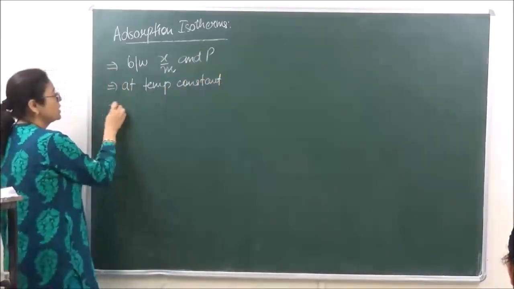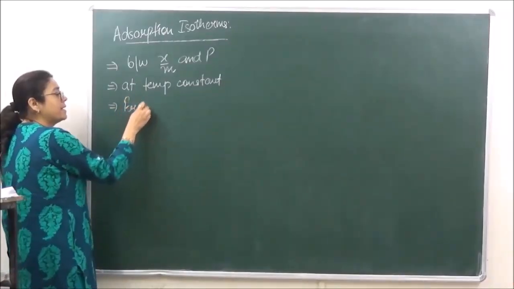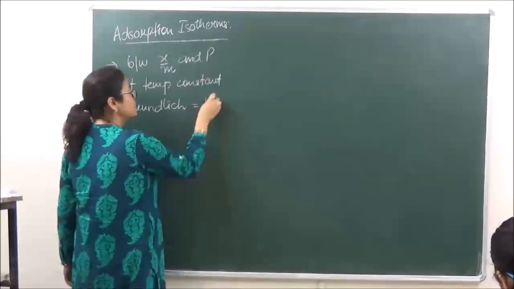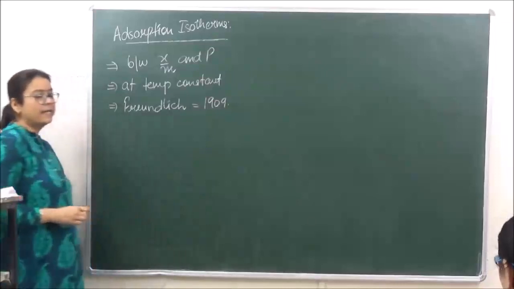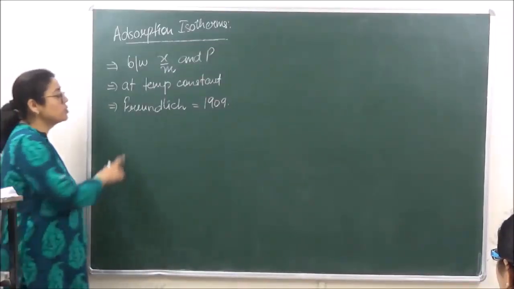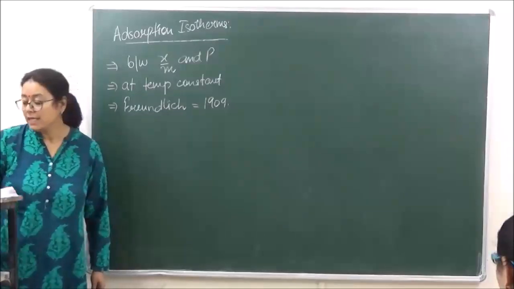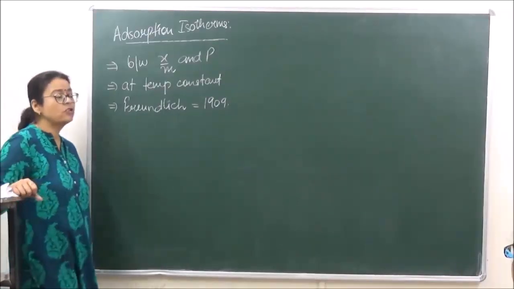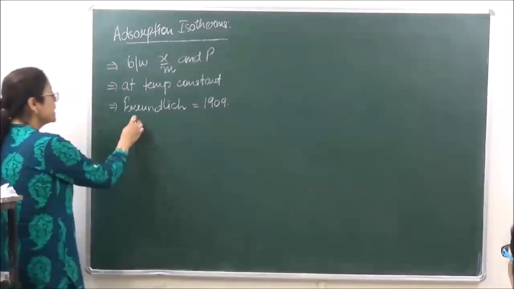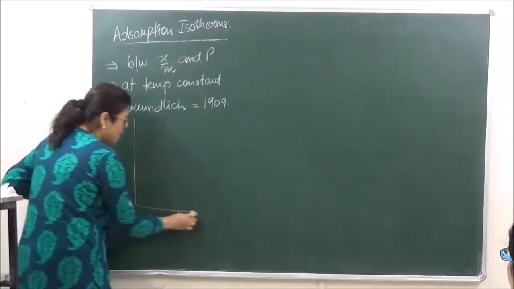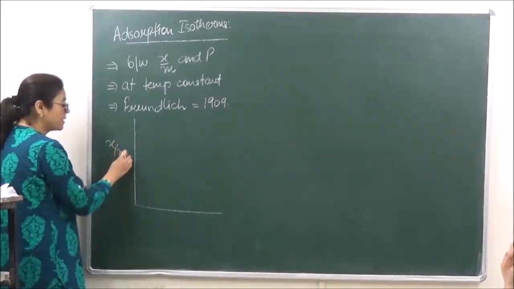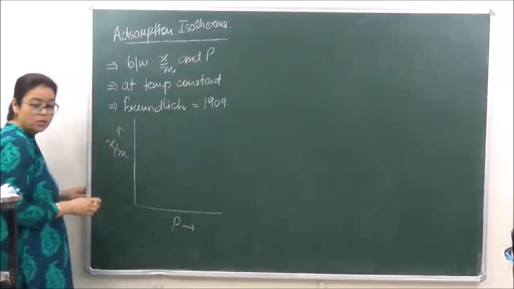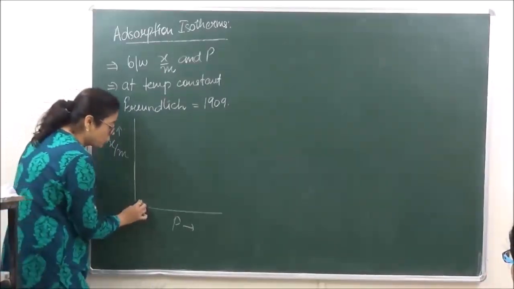The first relation was given by a scientist whose name was Freundlich in the year 1909. Okay, and these adsorption isotherms or curves or graphs are named after the scientist, and they are known as Freundlich adsorption isotherm. Whenever we are looking at a graph between x upon m and pressure at constant temperature, the graph at various temperatures was plotted.